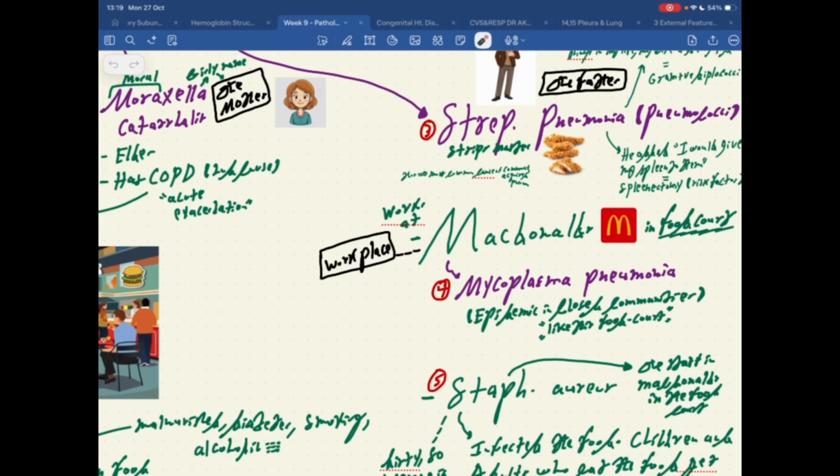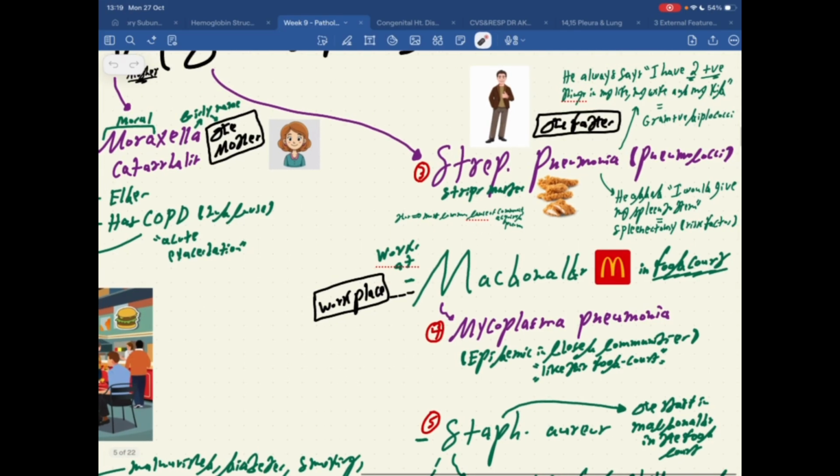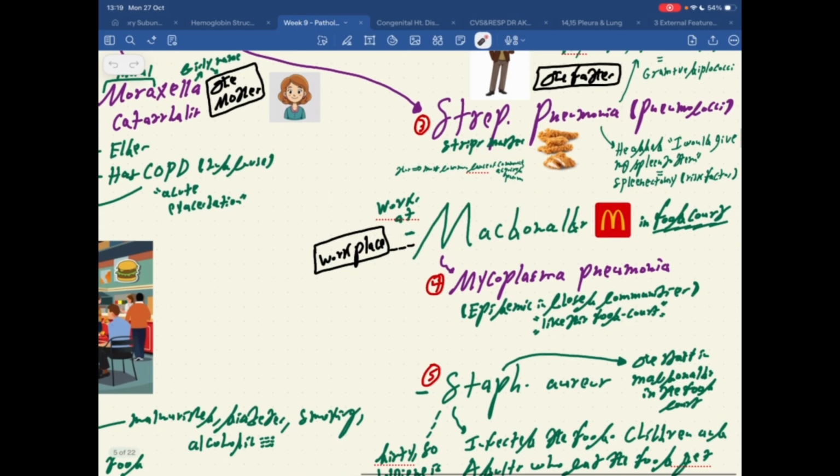And before we actually move to this point, I forgot to mention one thing about strep pneumonia. Since the father is working at McDonald's, as we mentioned, it's community, right? It's not a hospital, he's working in a community. So this is why strep pneumonia is the most common cause of community-acquired pneumonia, okay?